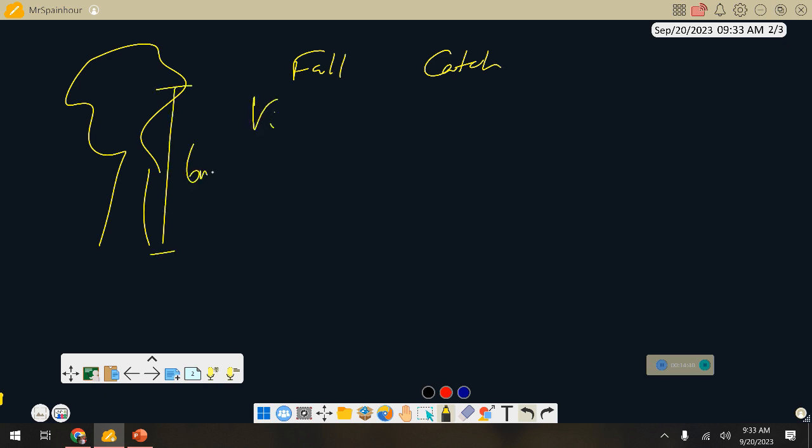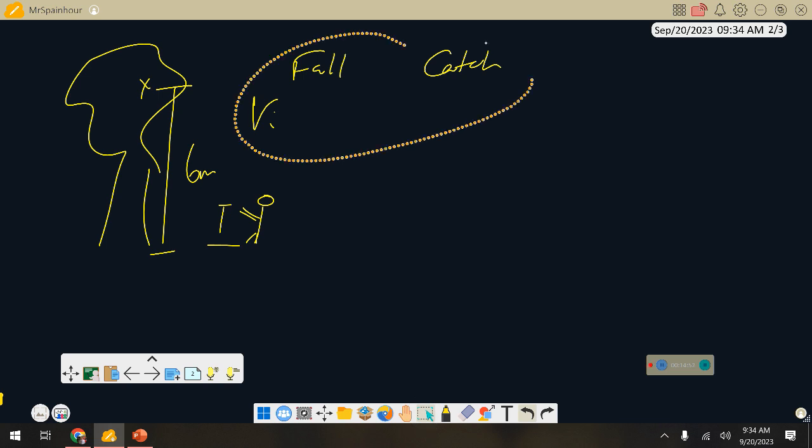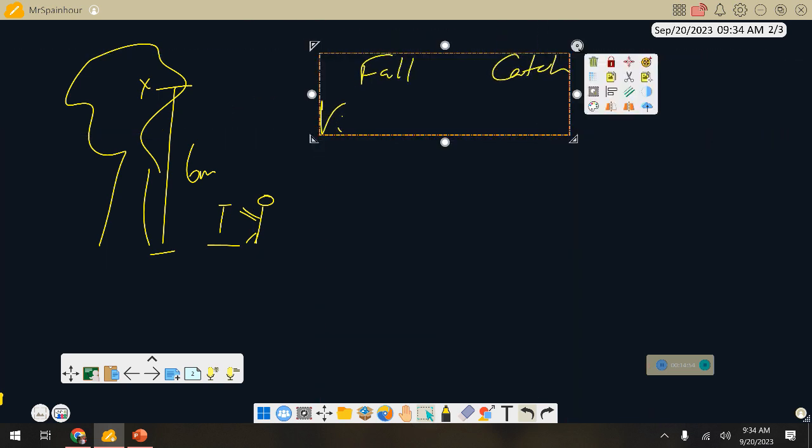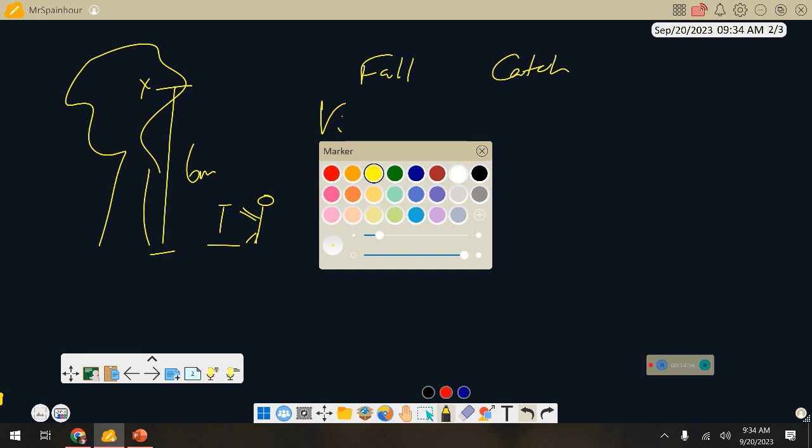So we have 6 meters here. He starts up there. He's caught 1 meter above the ground. 1 meter's not that tall. Apparently, the man in yellow is very short. I repositioned poorly here. There we are. Okay.